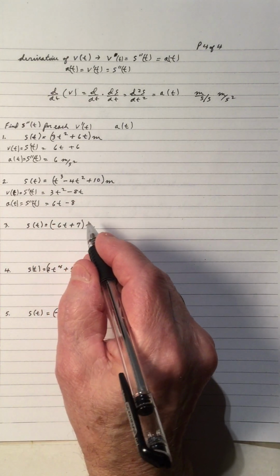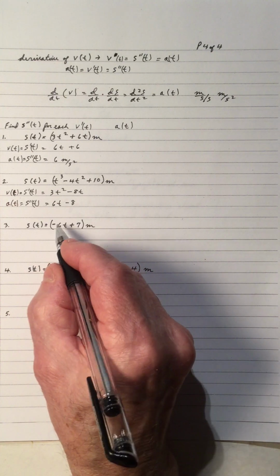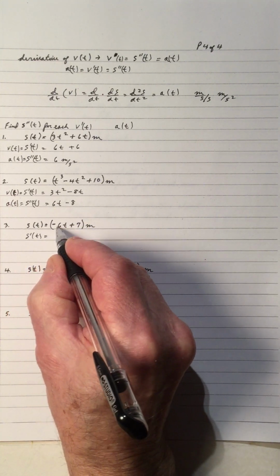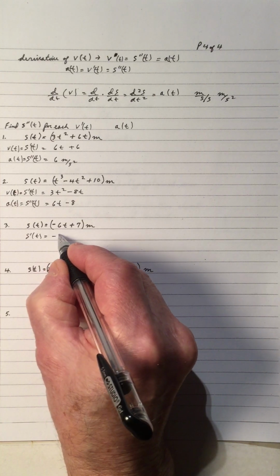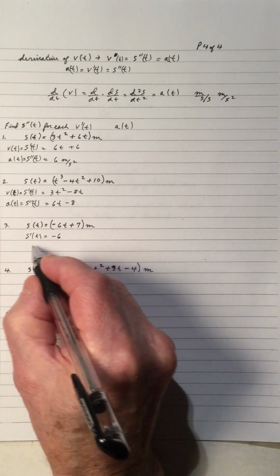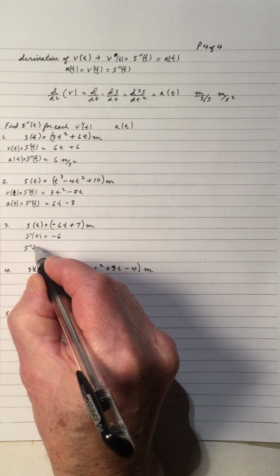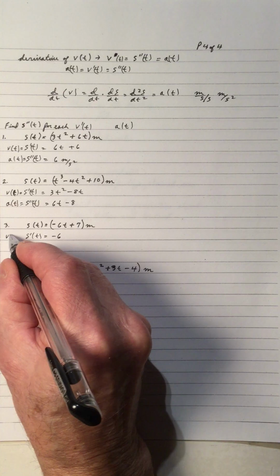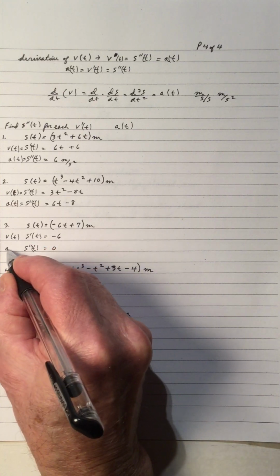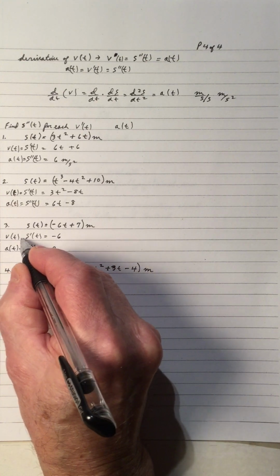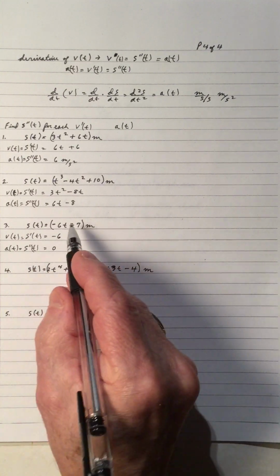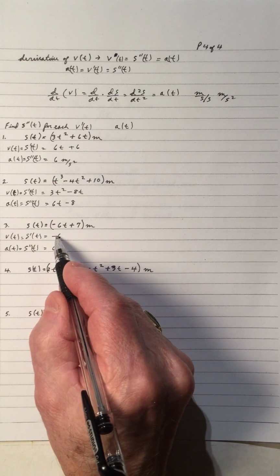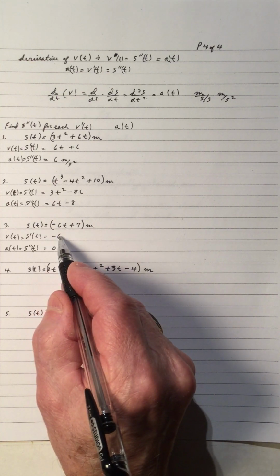Number 3, we're going to find s double prime, so s prime of t. Derivative of negative 6t is negative 6. Derivative of 7 is 0. Double prime is the acceleration. And the derivative of a constant is 0. So this is velocity, this is the acceleration. Again, this is linear, so the derivative is the slope. So the slope is negative 6, and the derivative of a constant is 0.